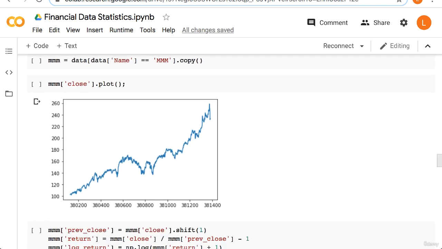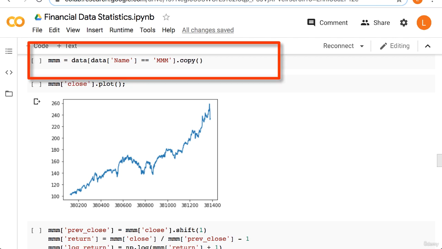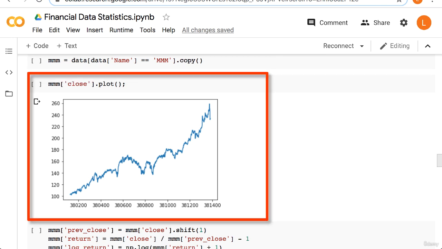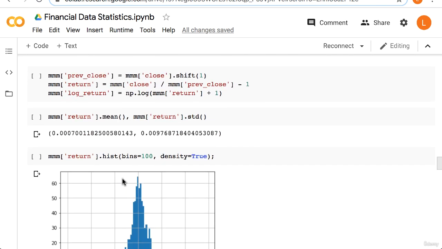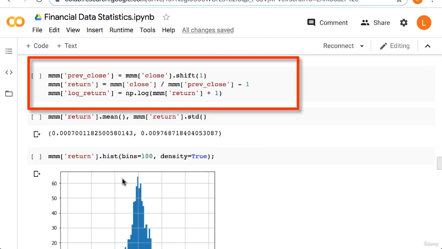Now, because that test didn't show significance, I wanted to try another stock, this time 3M, which has the ticker MMM. So first, I filter all the rows where the name is equal to MMM and assign that to the variable MMM. Next, we plot the data so you know what it looks like. As you can see, there's a pretty clear trend upward. Next, I do the usual calculations to calculate the return and the log return.